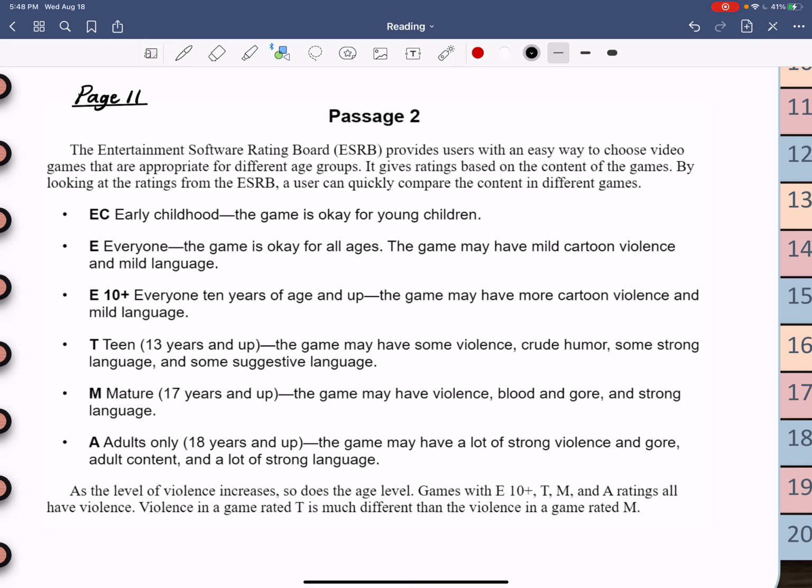As the level of violence increases, so does the age level. Games with E10 plus, T, M, and A ratings all have violence. Violence in a game rated T is much different than the violence in a game rated M.